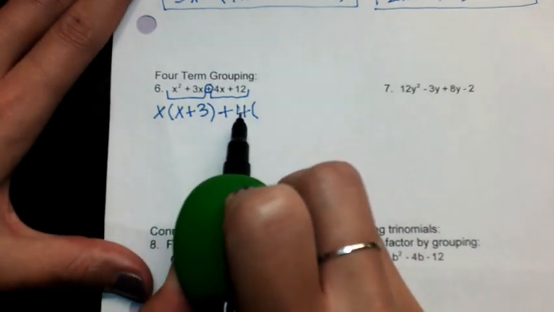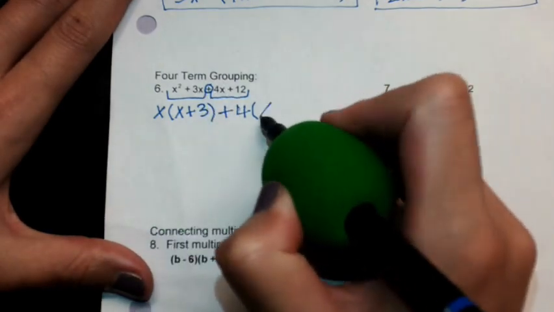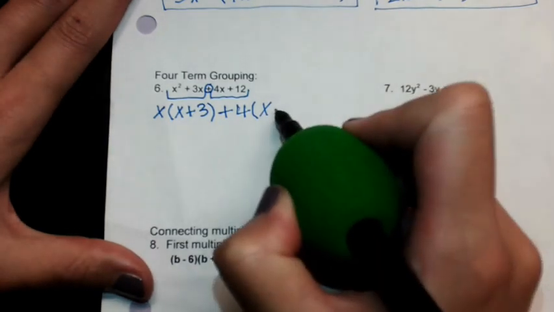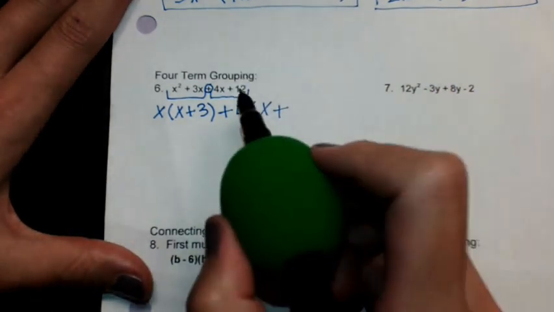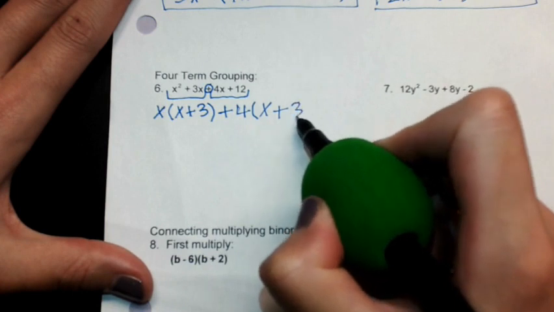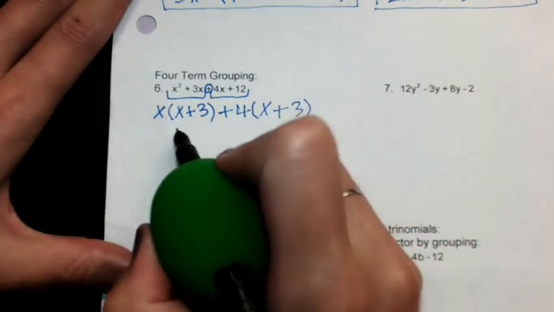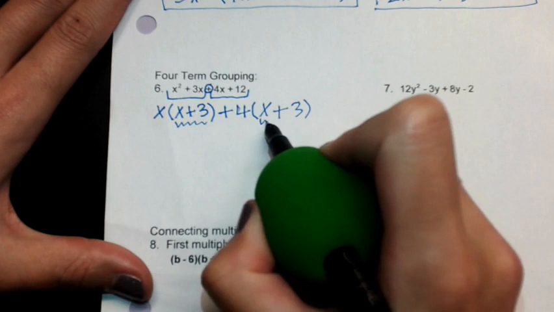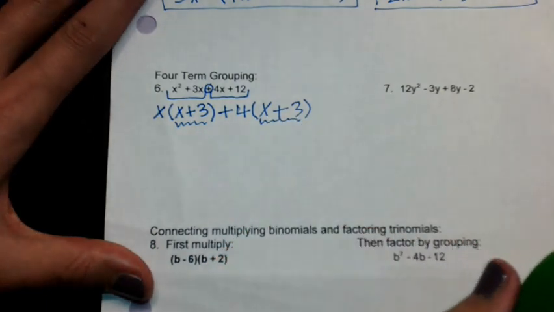I took all of the 4. I did not take out the x. Leave that alone. I see a plus sign. What is 12 divided by 4? 3. And here's how we know we've done the right thing. If the factors inside the parentheses are identical, you've done the right thing.